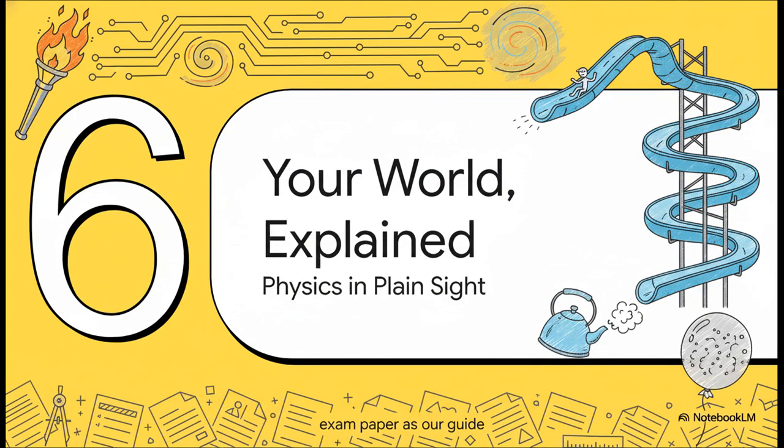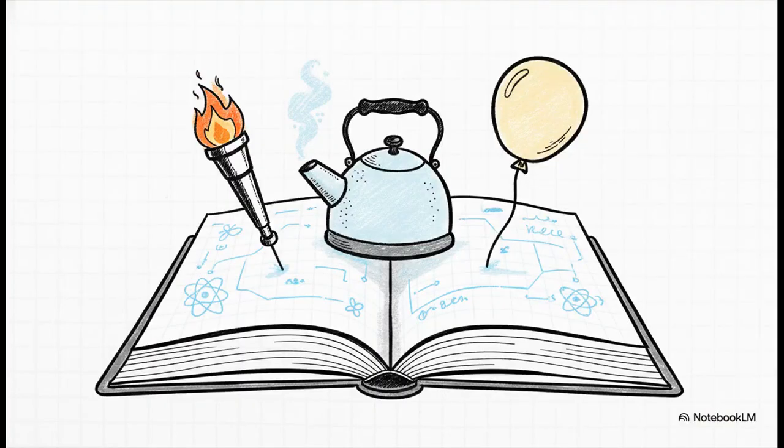So there you have it. We've gone from a torch circuit to a water slide, from a boiling kettle to the invisible particles bouncing around in a balloon. And we did it all using just a single exam paper as our guide. And that's really the big takeaway here. These principles aren't just for exams. They're like the software that runs the hardware of our universe. They explain everything, from why a light turns on to why a balloon stays inflated.